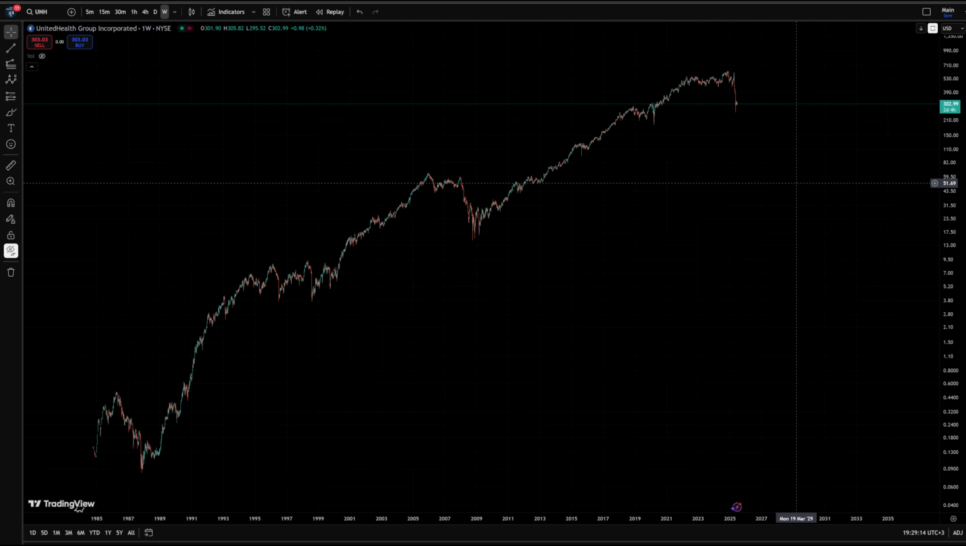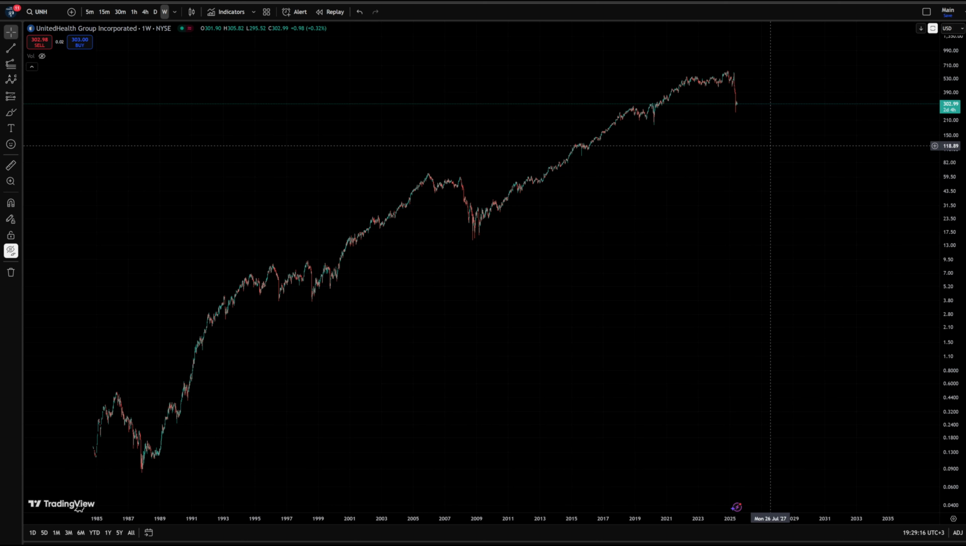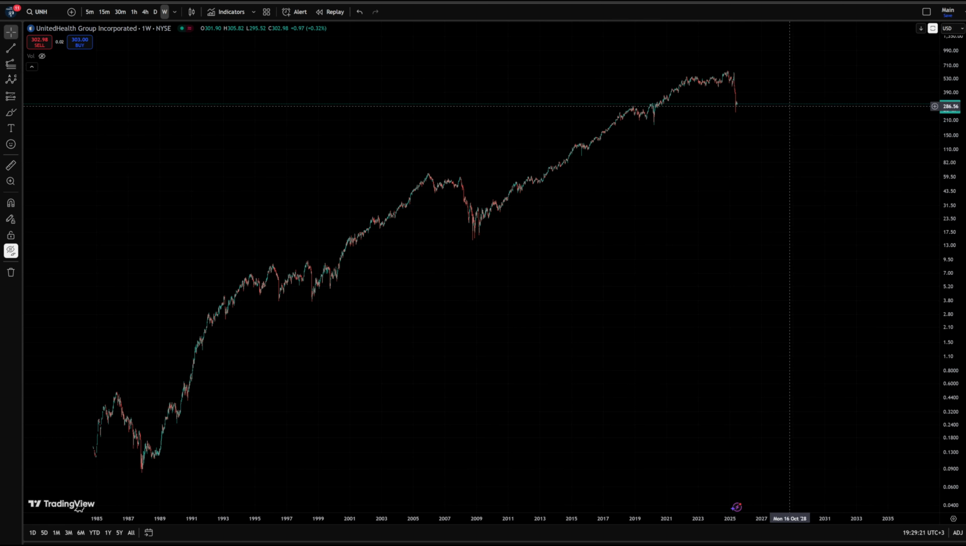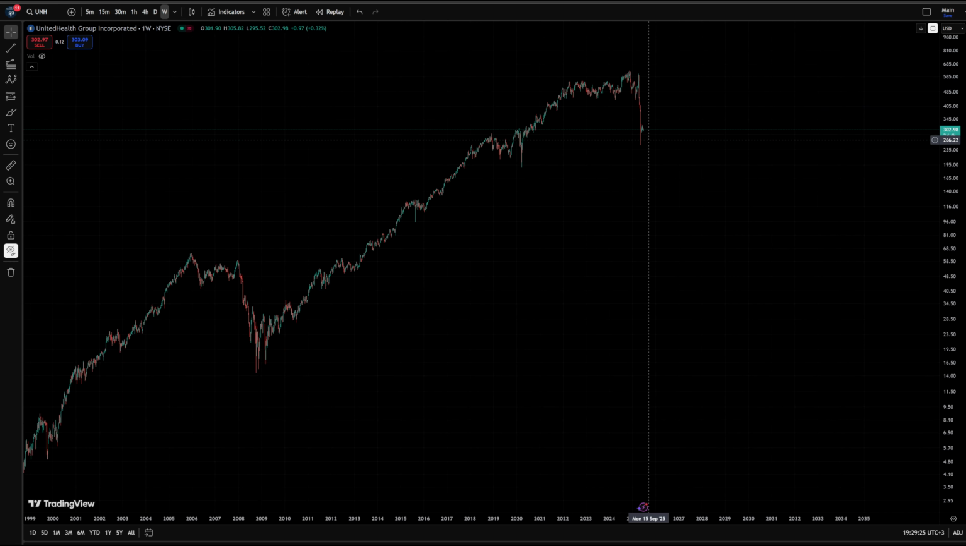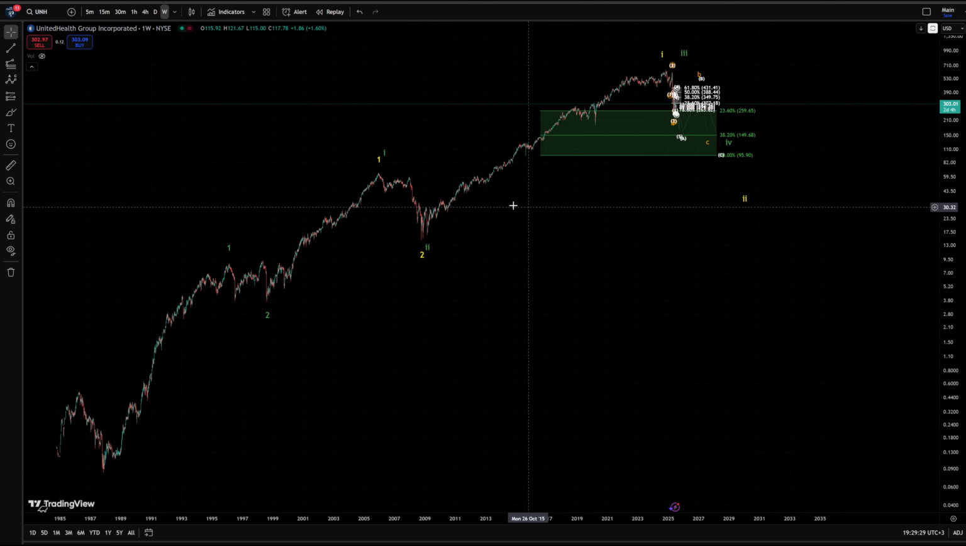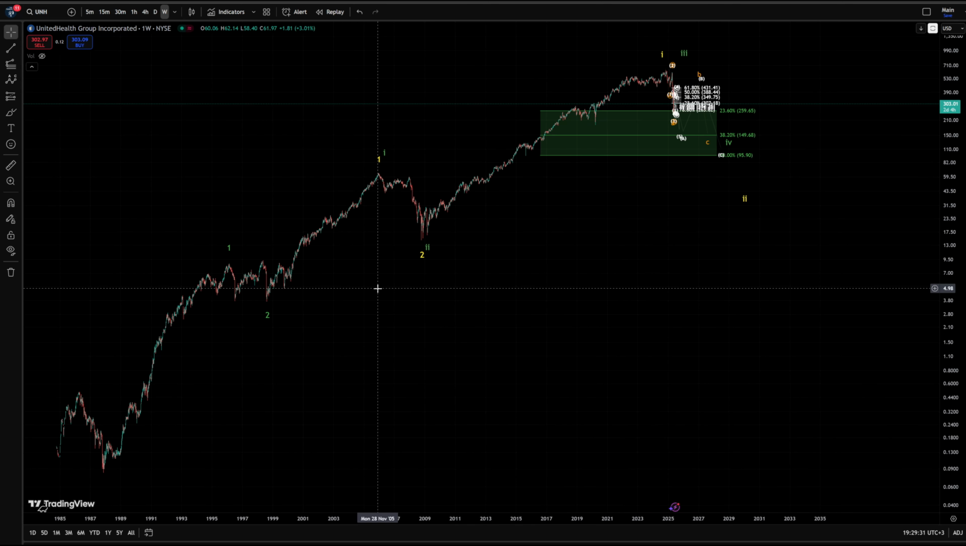Today we are looking at United Health again, and I wanted to start by removing all the drawings on the chart just to show the area of the latest price action here before I add them and clutter it up for the larger time frame.